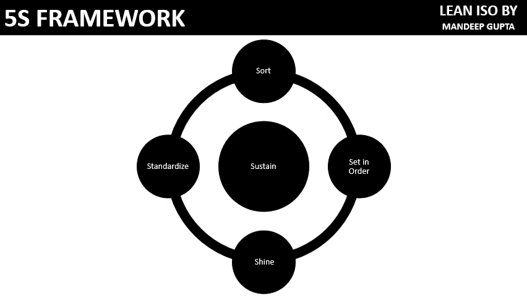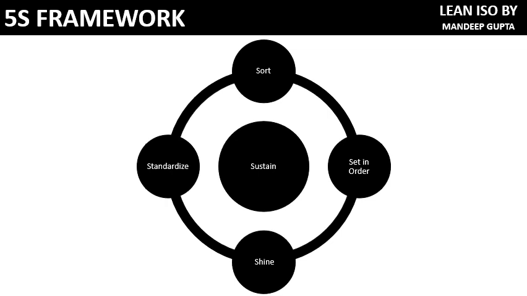Number 4 is standardize. This is the way of work. You need to standardize your way of working. For example, I'll pick the tool, I'll use it, and once I have used it and don't need it, I'll place it back so that somebody else who needs it can use it. This is my standard way of working.